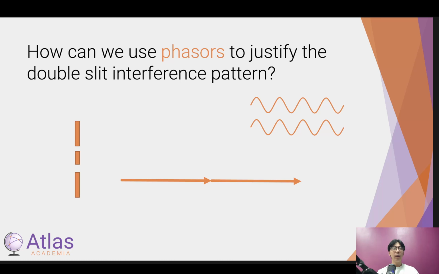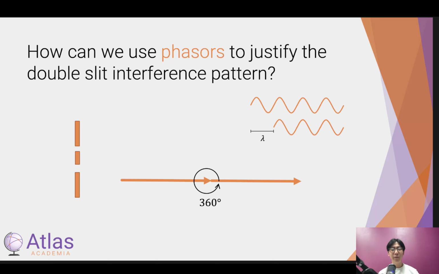Okay, what about the first order maximum? Well, we know that this occurs when the path difference is one wavelength. And so what this is analogous to is, well, how do we convert one wavelength into a phase? Well, we know that one wavelength is 360 degrees. So if we rotate the second phasor by 360 degrees, then we get the first order maximum.